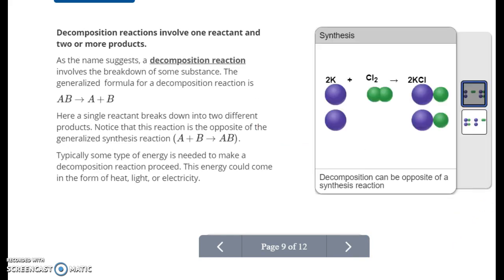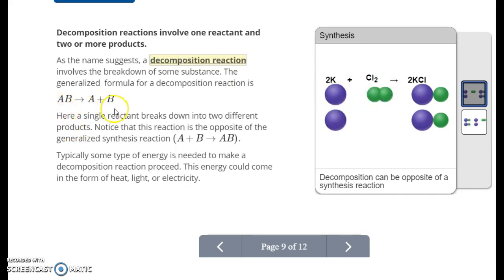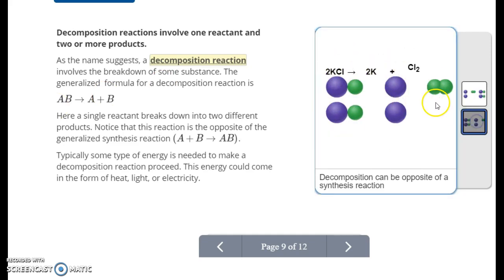Decomposition reactions involve one reactant and two or more products. So write it in your notes, decomposition reaction equals a reaction in the general form of AB yields A plus B. So make sure you write down the example here in your notes as well. And it's the opposite, right? It's the opposite of a synthesis reaction. So synthesis, two things, put it together to one. Decomposition, you have your one thing, you decompose it. You break it apart and make multiple products.